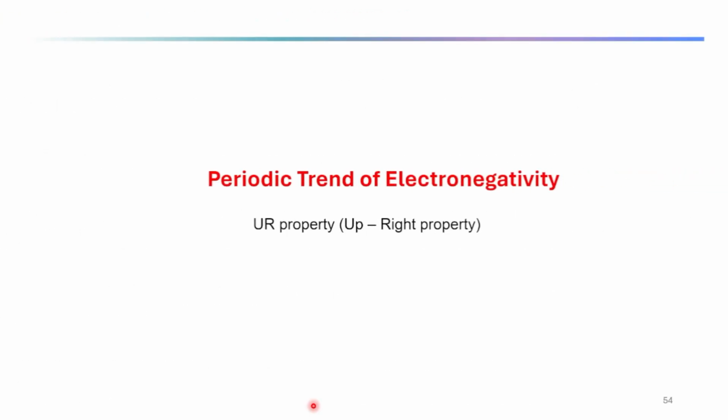Next, we are going to discuss the periodic trend of electronegativity. This is also an upright property. That means along a period, if you go from left to right, the electronegativity value will increase, and along a group, if you go from bottom to up, the electronegativity will increase.